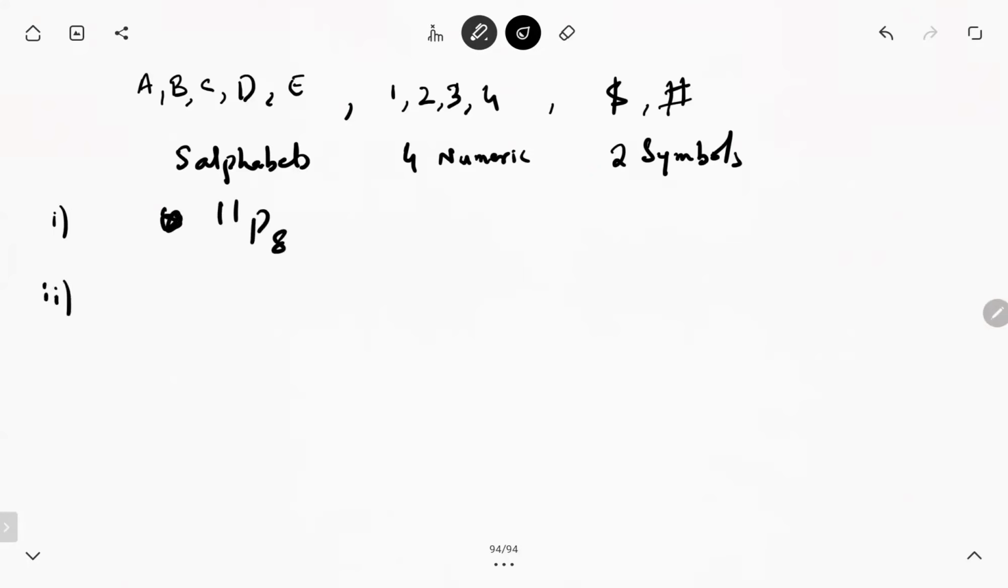Now I'm going to apply the condition that you have to make a password using 3 alphabets, 3 numerics, and 2 symbols. That's the condition. First any 8 out of 11 come, but now the condition is that you must have 3 alphabets in that password, 3 should be numerics and 2 symbols. So Burhan, what will that be?